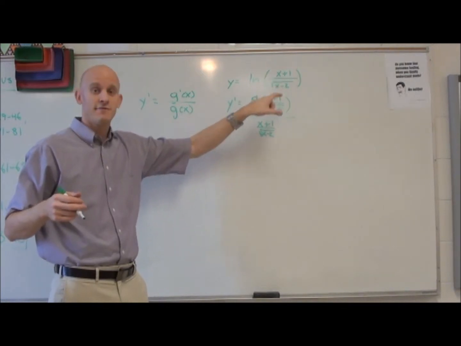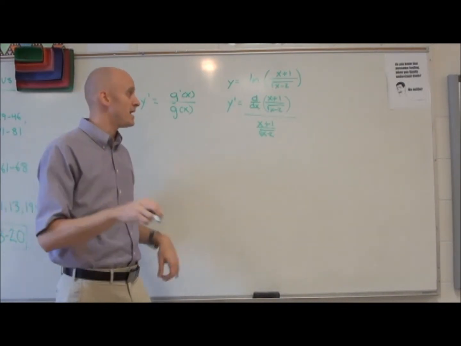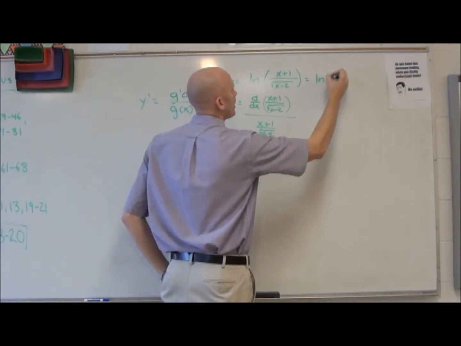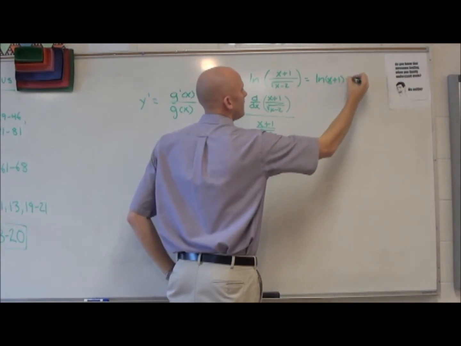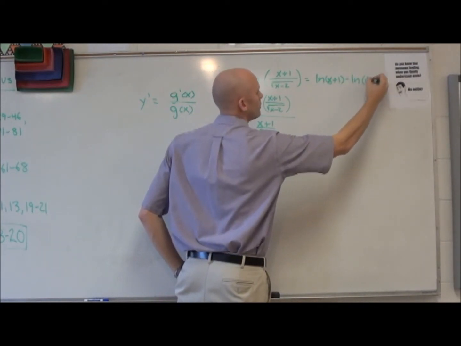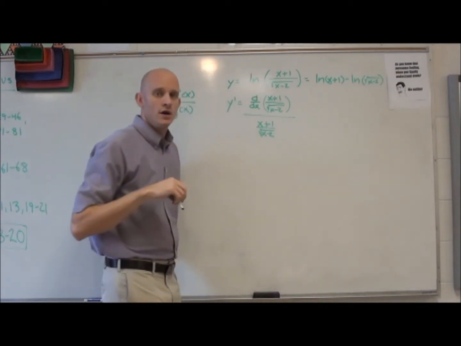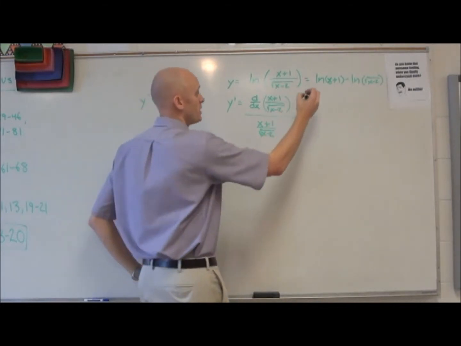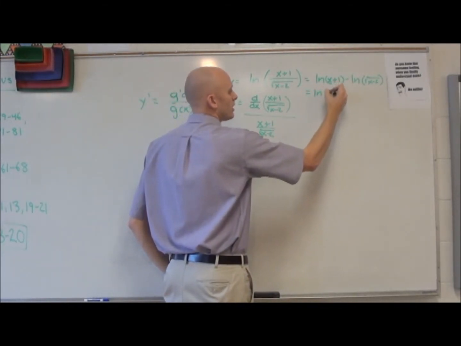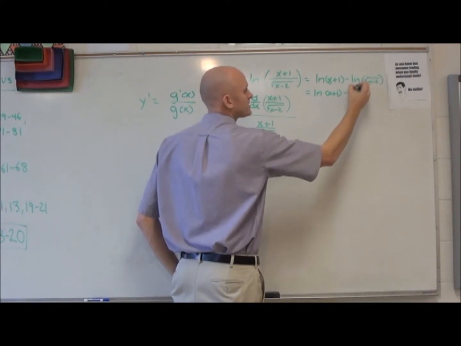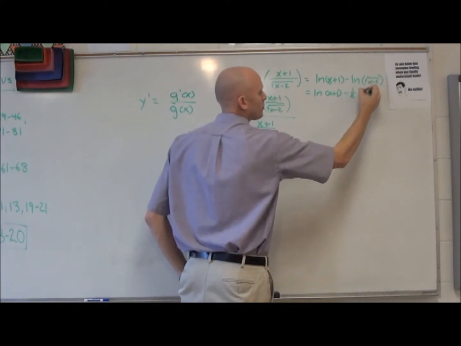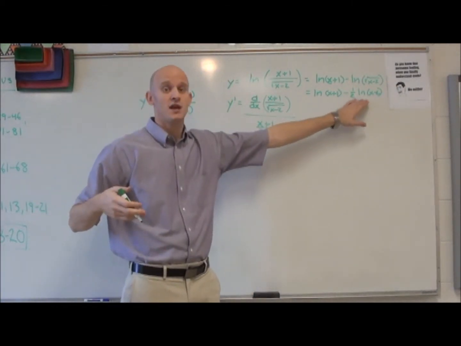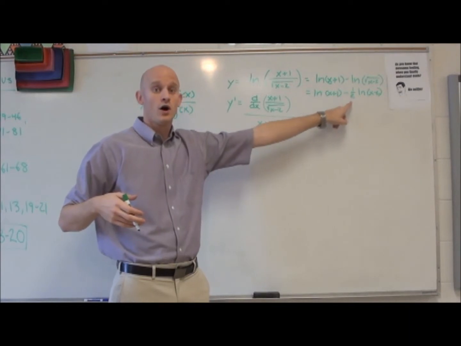If I know that this is division, we can separate that or expand the natural log to be the natural log of x plus 1 minus the natural log of the square root of x minus 2. You can differentiate this since it's the same thing. Going a little further, we know that it's the natural log of x plus 1 minus 1/2 the natural log of x minus 2. Just simplifying using that power rule for a logarithm.